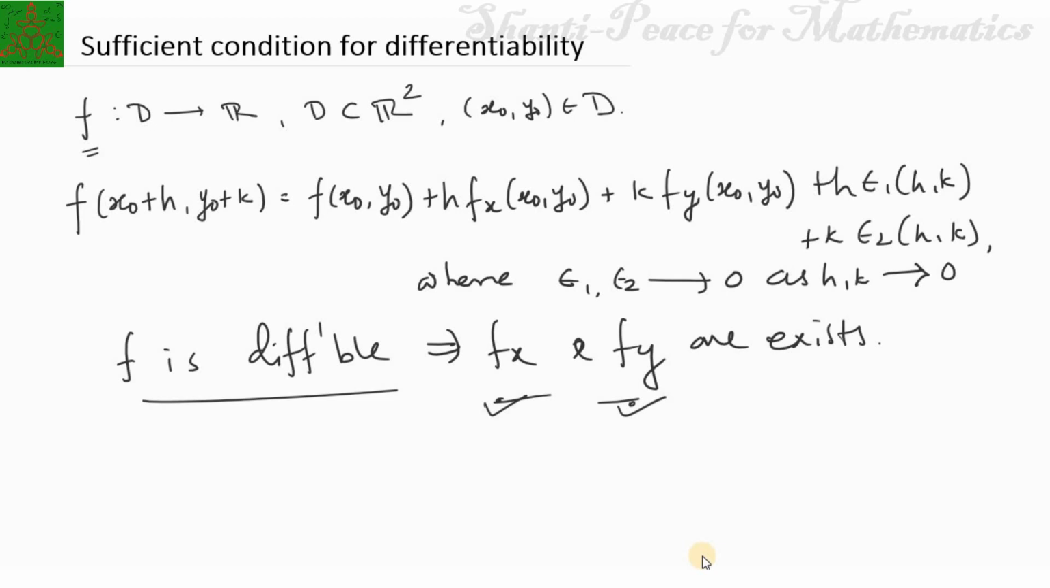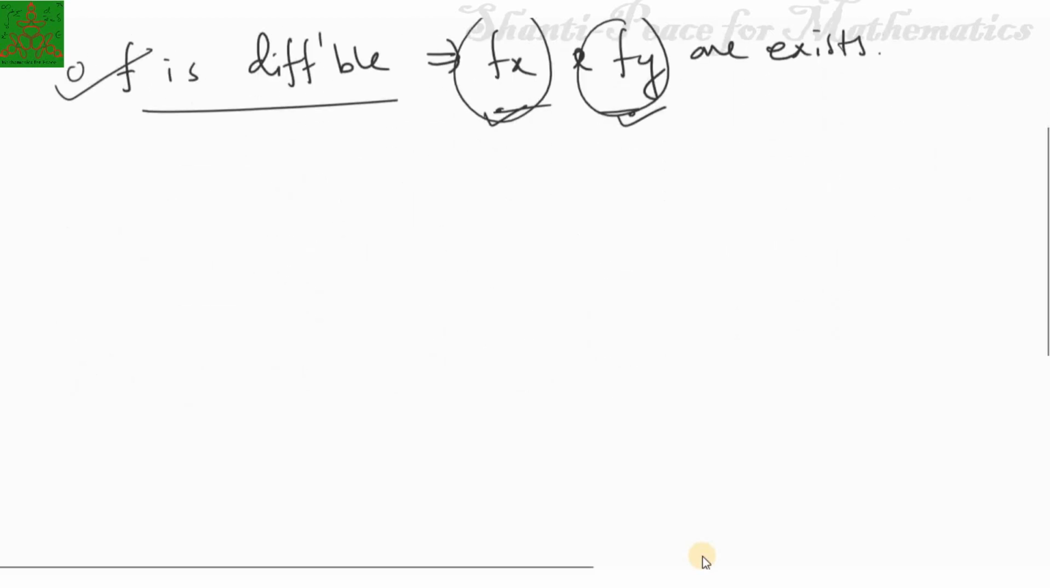Here we are trying to discuss, if you add some condition to fx and fy, then will f become differentiable? That is nothing but the sufficient condition for differentiability. So what is the sufficient condition for differentiability?